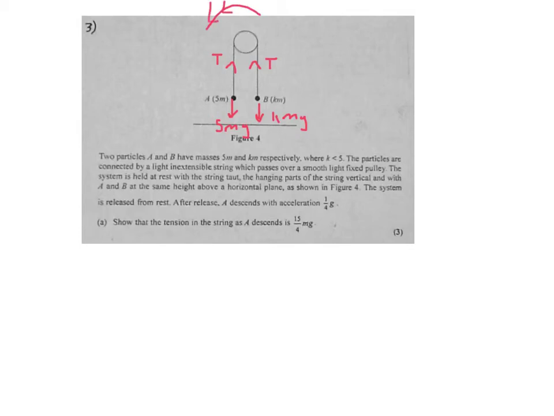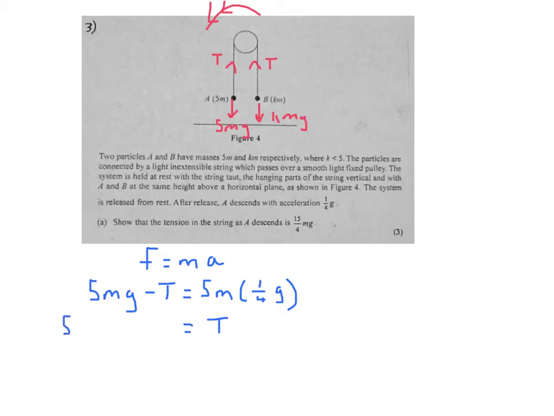Apply F equals ma to the left hand side. We have 5mg minus the tension will equal 5m times the acceleration, which is a quarter g. So the tension will equal 5mg minus 5 over 4 mg, and 5 take away 5 over 4 equals 15 over 4 mg.